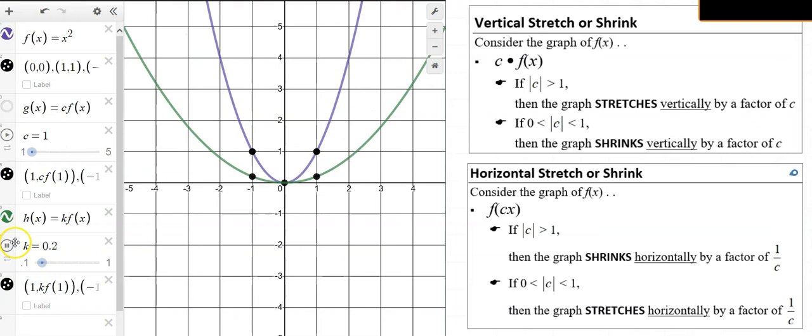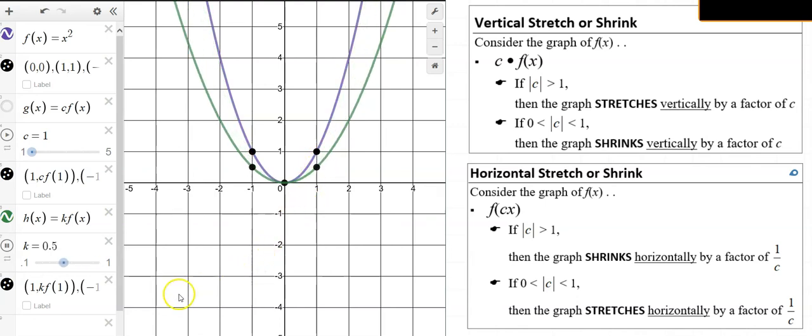So again, the purple graph is the original function. The green graph is the graph of c times f of x, where c is under 1. So the function value at x equals 1 is 1. And then I want you to notice that it just keeps shrinking. Okay, so that was pretty nice.